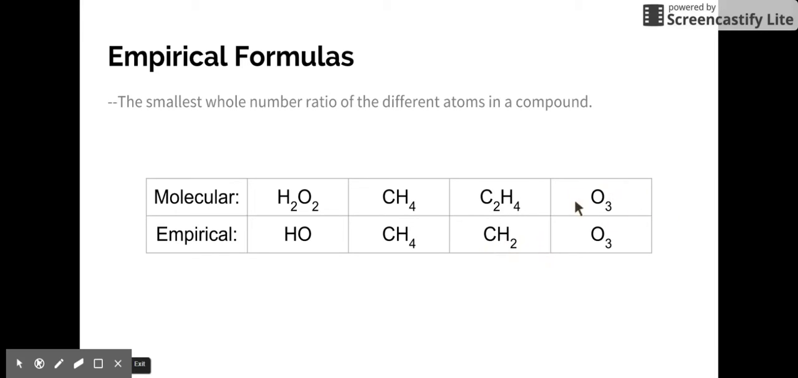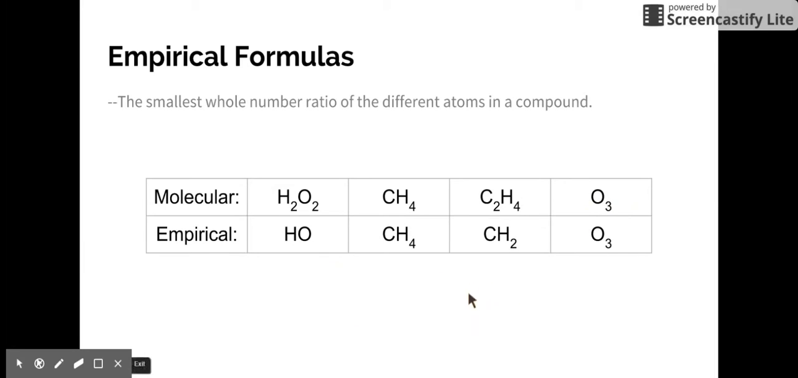So those are our lowest whole number ratios. Now O3, it's the smallest it gets. We can't get smaller than that. So it's O3. I know for O3 it might seem like you can go down to the smallest whole number ratio of 1, but because this is a single element, it is at its smallest whole number ratio. There's no other ratio to compare it to. So those are empirical formulas.